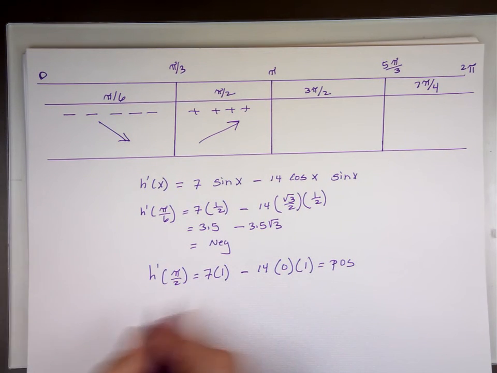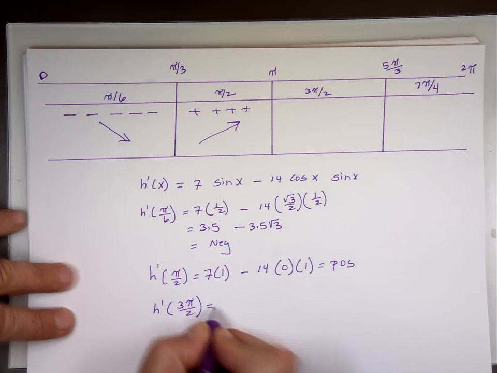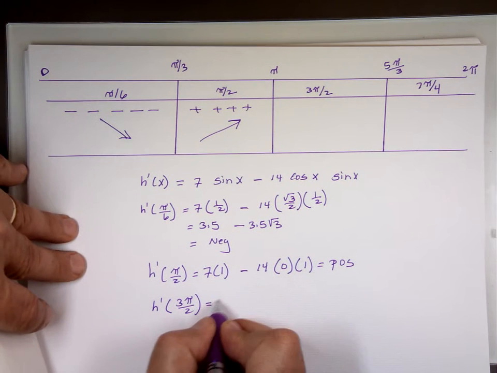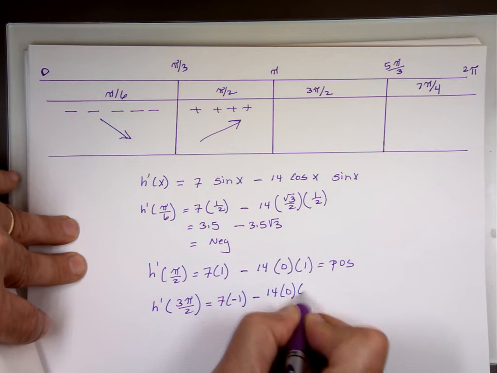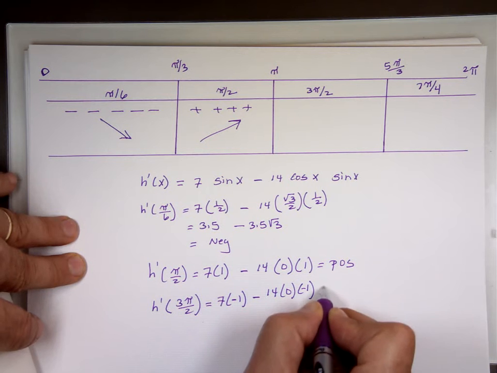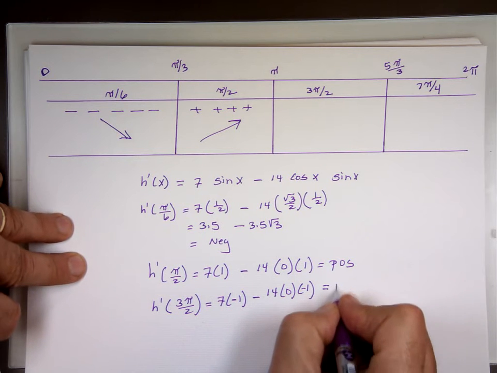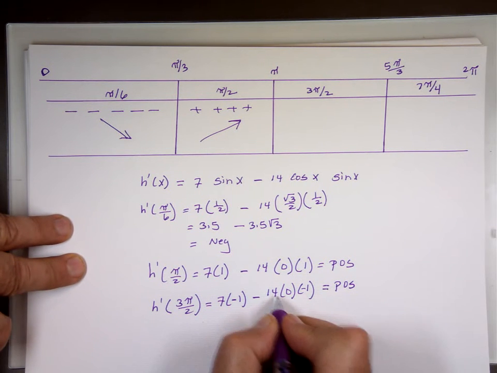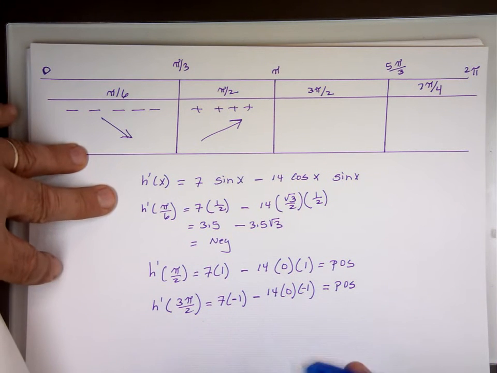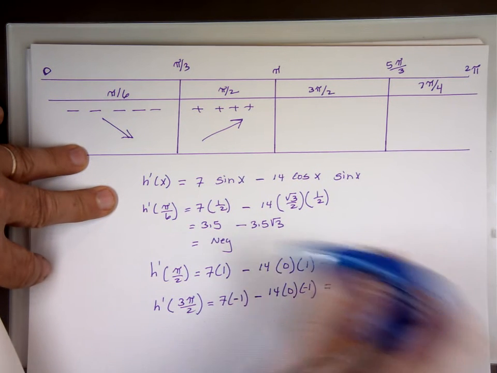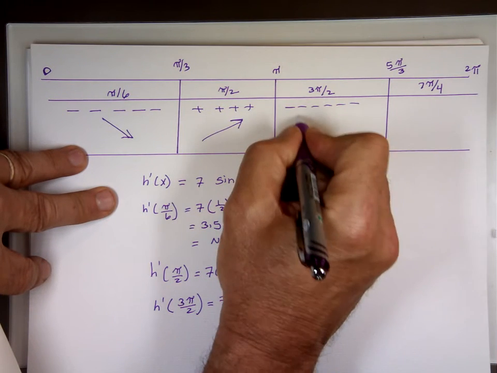The derivative at 3 pi over 2. The sine is negative 1. The cosine is 0. Negative 7 plus 14. That's also a positive, right? Oh, I'm sorry, that's a negative. That's a 0 here. Negative 7 minus 0. That's a negative. I forgot there's a 0 here. I missed that 0 first.